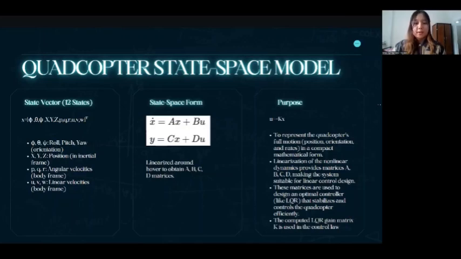The purpose of this model is to represent the quadcopter motion accurately and make the system suitable for linear control design. With these matrices, we can design an optimal controller like LQR, which will stabilize and control the quadcopter efficiently. Finally, we use the computed LQR gain matrix K in the control law u equals minus Kx.